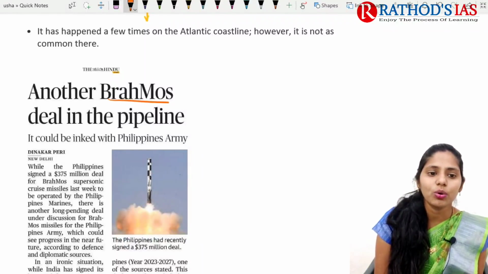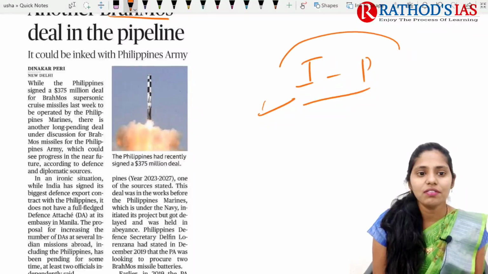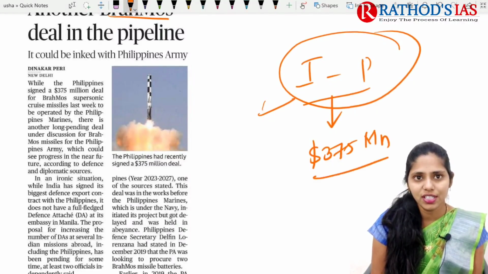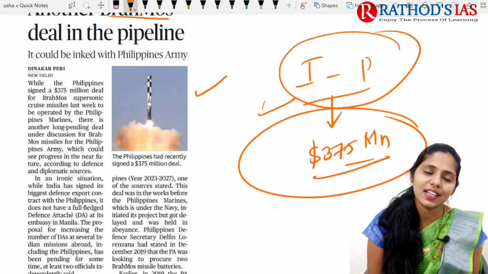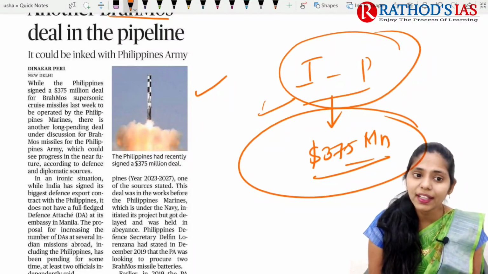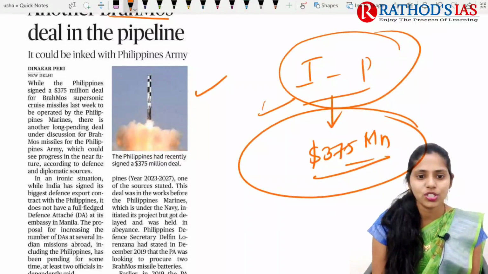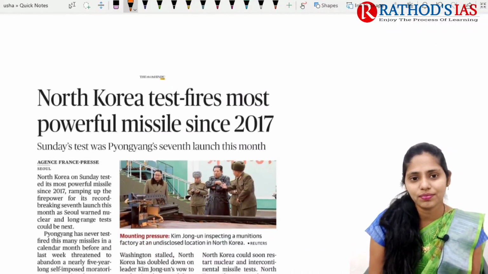It is regarding another BrahMos deal in the pipeline. Recently we know that between India and Philippines we came up with a $375 million deal for the BrahMos supersonic missile, and we already discussed some facts regarding this BrahMos missile in our last 2 days, right? Now there is also another long pending deal under discussion regarding BrahMos missiles for the Philippines army. Because of this we can see there will be a good relationship between India and Philippines in the near future. So you can read this article and revise some facts regarding BrahMos.